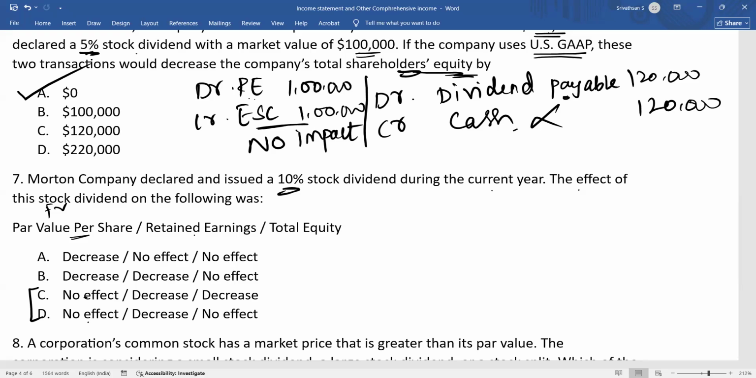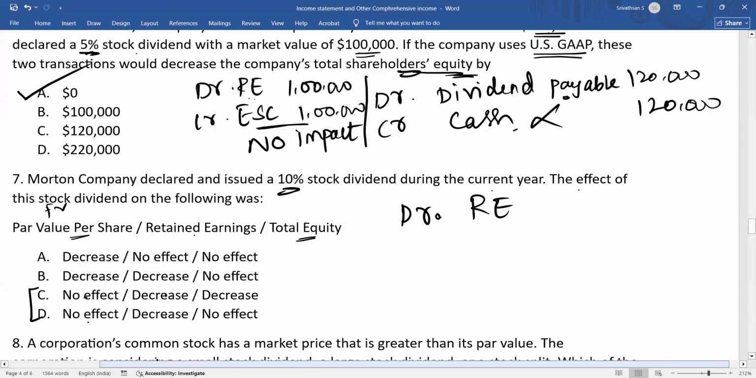When you look at retained earnings, because of declaring a 10% stock dividend, that is a small stock dividend, what is going to be the impact on retained earnings? Retained earnings will reduce. That is the reason why in case of stock dividend, we are debiting retained earnings, right? A debit to retained earnings means that retained earnings is decreasing. So either again, option C or D has to be the right answer.